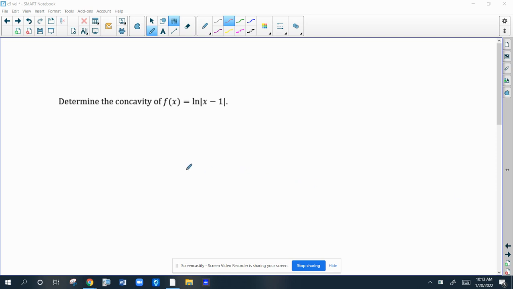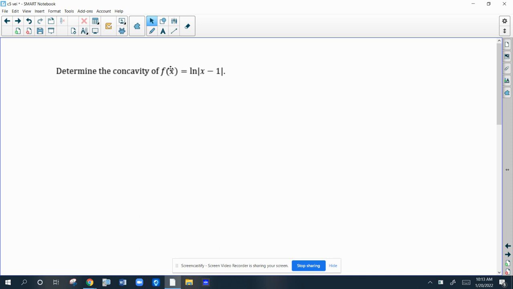We're going to determine the concavity of this natural log function. It doesn't look like it's a complicated function, so that's good. For the concavity, we're going to have to figure out where the second derivative is positive and where it's negative. So we're going to have to find the second derivative of this function.